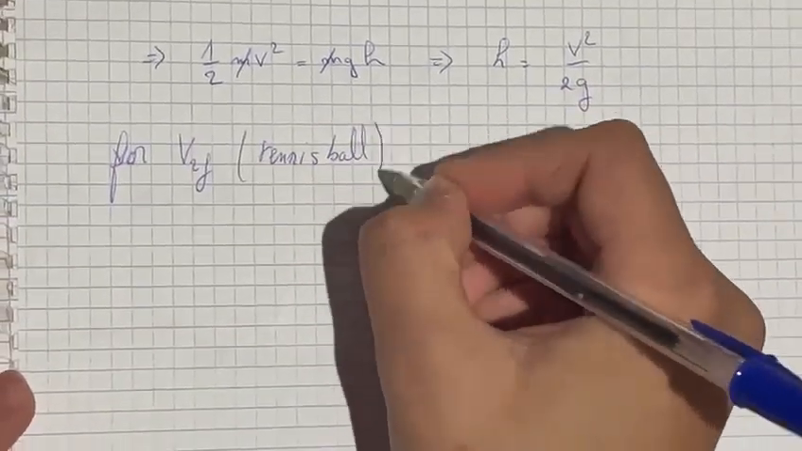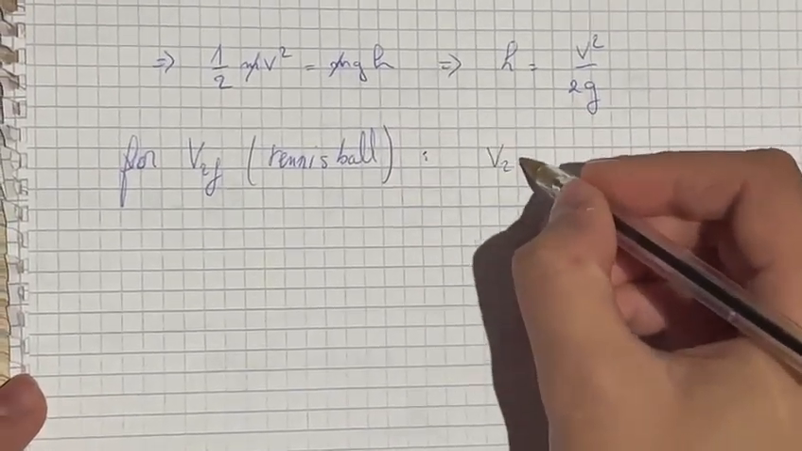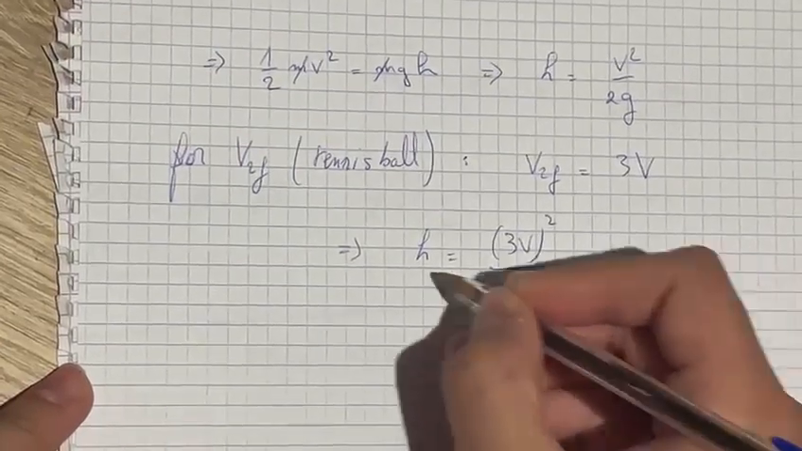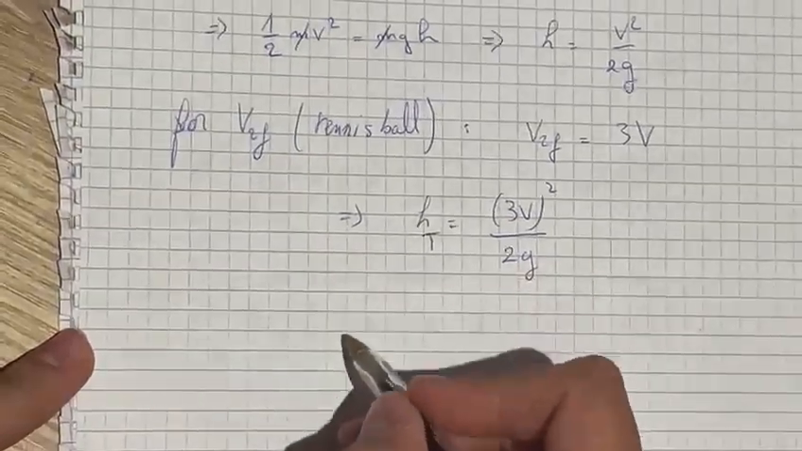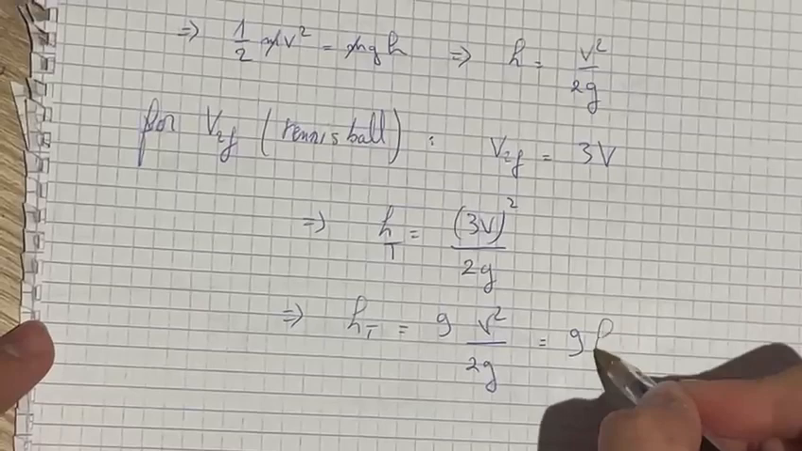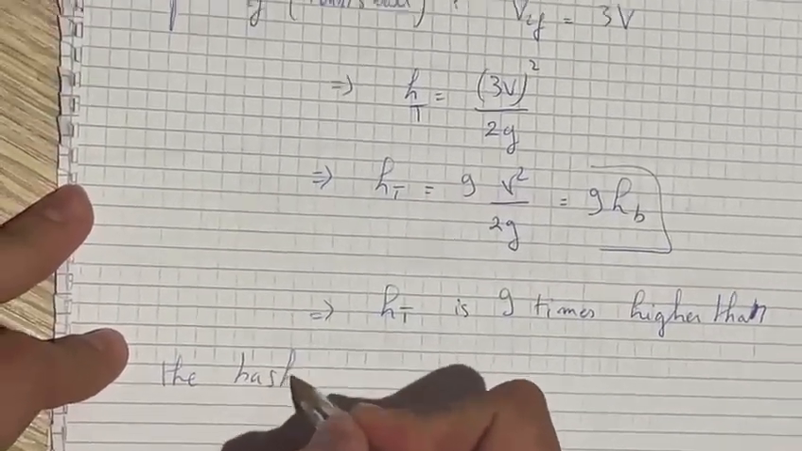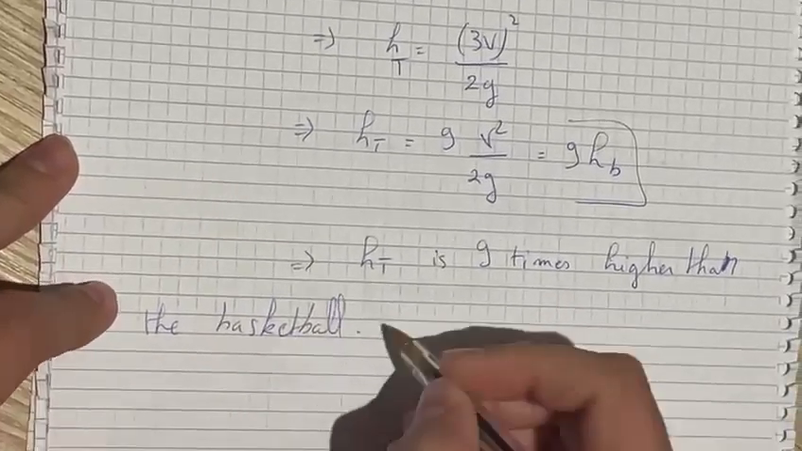For the tennis ball final velocity, which is v2f equals 3v, we will replace it in the height formula, and then we will get the height equals 9 times the height of the basketball, which means the height of the tennis ball will be 9 times higher than the basketball, which proves the physical phenomenon.